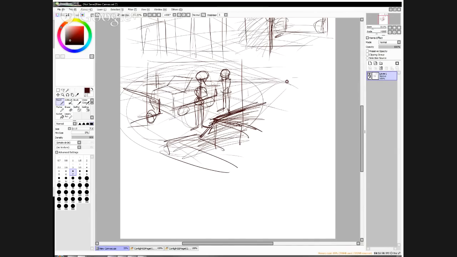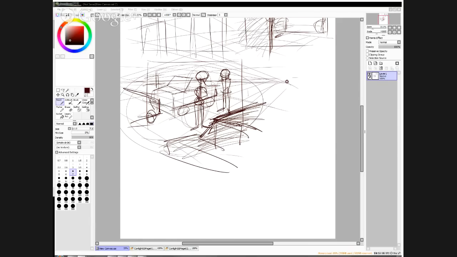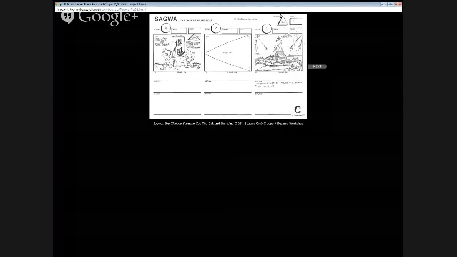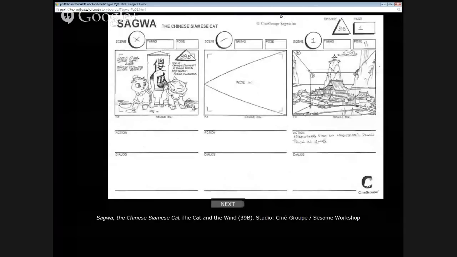All right. So how about I show you some examples of things that I've done in the past? Yeah, that'd be great. Okay. Let's go back to an old, old thing. Sagwa the Chinese Siamese Cat. Eventually the screen will change and you'll see it. I'm going to have to stop the screen share and restart it again. Okay, we restart the screen share. There we go. Let's see if I can zoom in on that. Yeah, that's not bad.